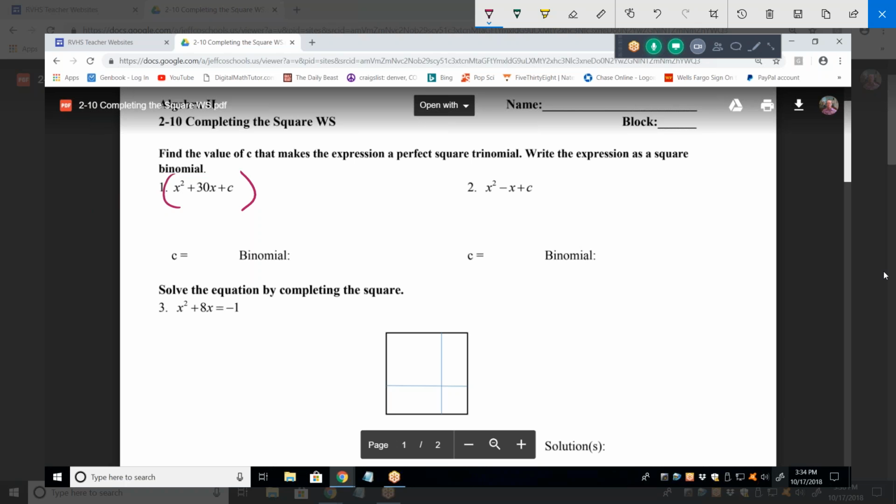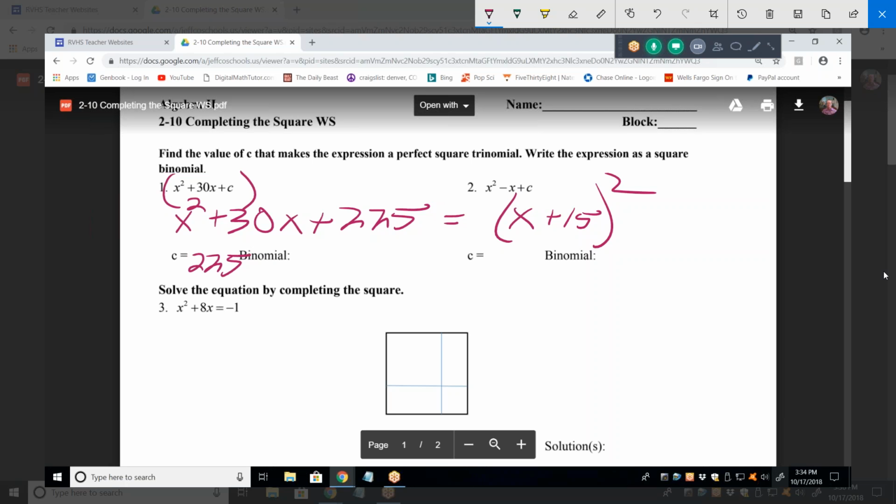Okay. So if I had this, that is a perfect square trinomial. And furthermore, I can write it as x plus 15 squared. Always. So basically, every time, you just take half of the coefficient of the x term, and square it, and that's your c term. Exactly the technique. That's all you need to know.